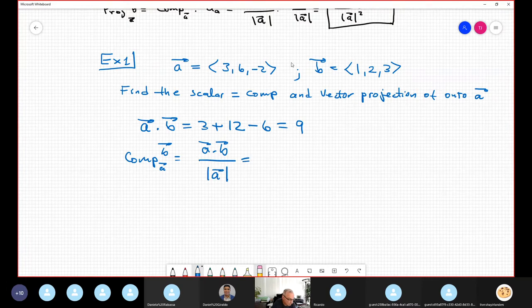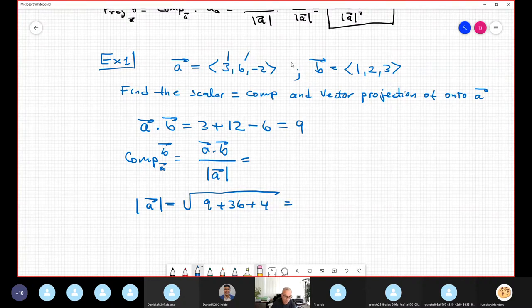The magnitude of the vector A is the square root of 3 squared, 9, plus 6 squared, 36, plus negative 2 squared, 4. This is 49, and the square root of 49 is 7. So the component is 9 over 7. This represents the length of this vector. Now I need to find the vector. This is the component, I did that.